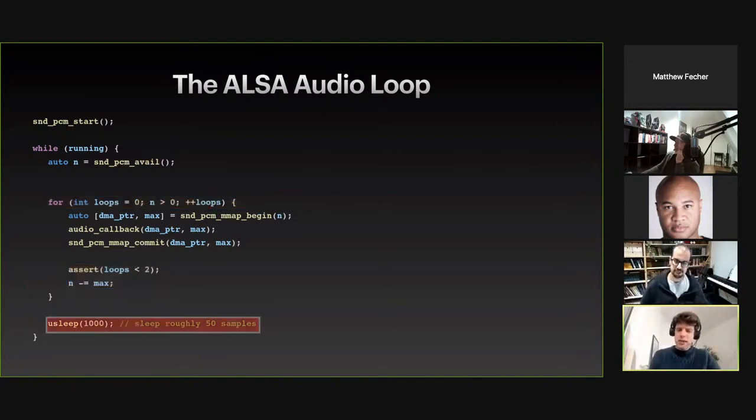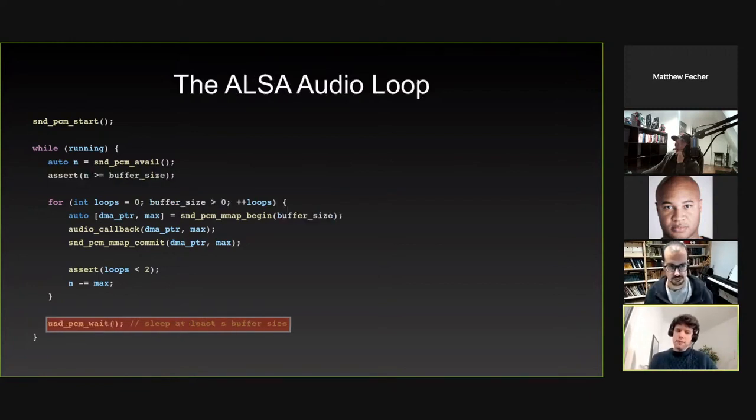Now, this usleep might be a bit strange to some, like this kind of random thing that you just have to sleep a few samples. So ALSA provides another call, which is called sound PCM wait. And that sound PCM wait will wait for that wraparound interrupt to occur. That means when you call it, it will block until you get that wraparound interrupt. And then whenever it unblocks, you will always have at least a full buffer size of audio available.